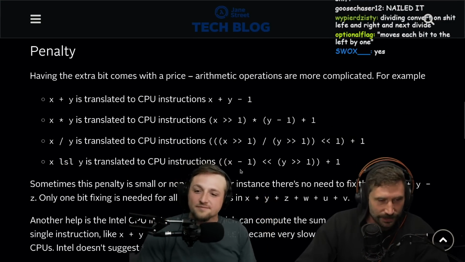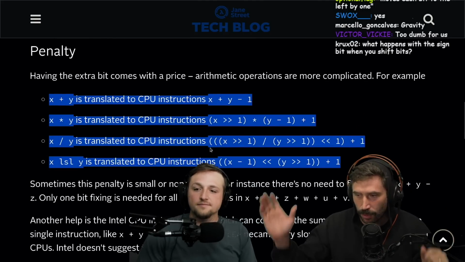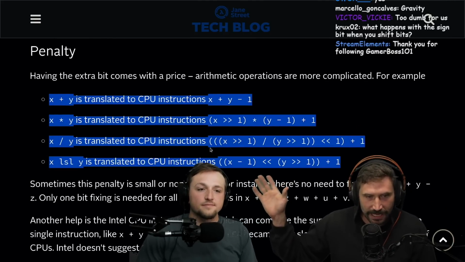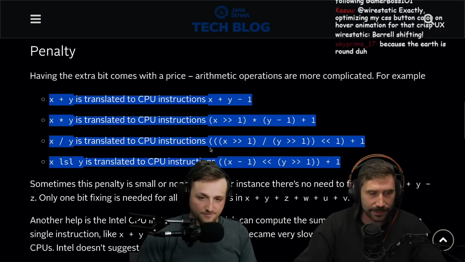Right. Okay, so you see all these things. Obviously, doing stuff creates more instructions to do. You can't simply do x plus y because they're stored a little bit goofy. You'd have some weird rollover that happens.